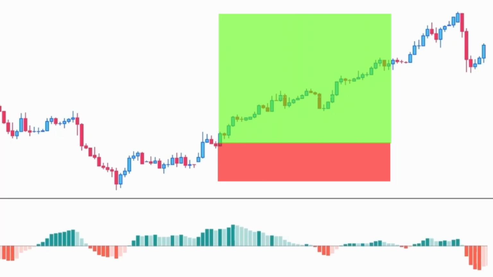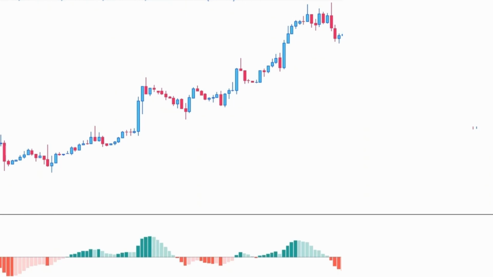Now let us see one more example of this strategy so that you can understand it properly. So here we have a chart of the market where it is making higher highs and higher lows. This indicates the market being in an uptrend. The market has made a corrective move recently. Now from this level, the market can go at any point.